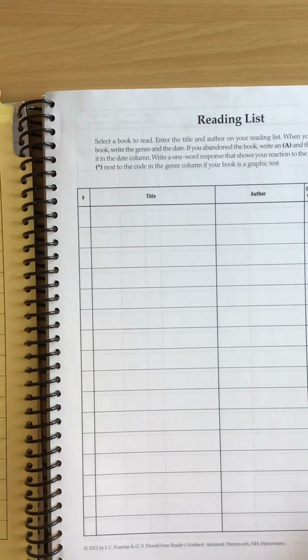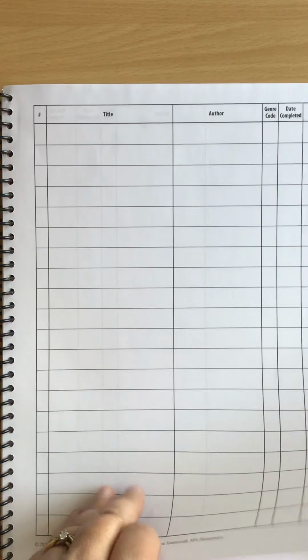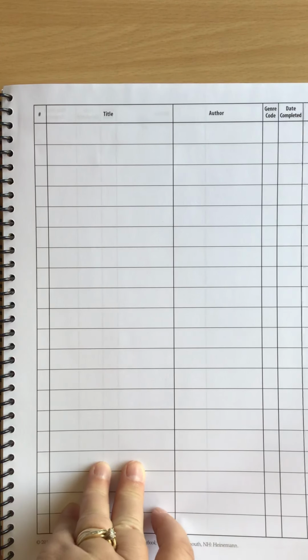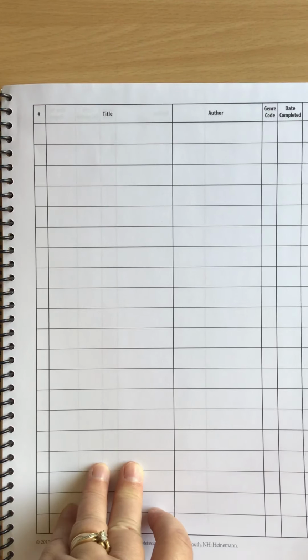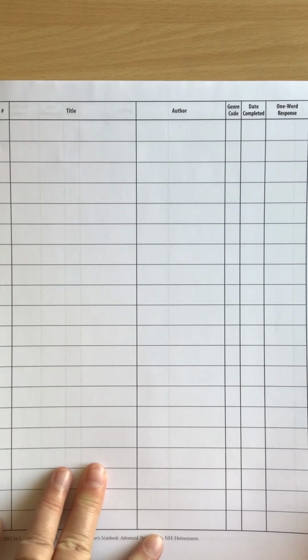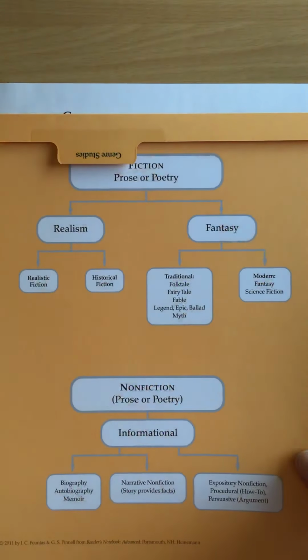As you turn the page, you will find that there are just many pages where you can write down the title of the books as you read them, the author, the genre code, fiction or nonfiction, so you could write an F or an NF, the date you completed it, and a one-word response. That one-word response could be whether you really, really liked the book, or whether you thought it was easy, just right, or difficult. And that's that first section.